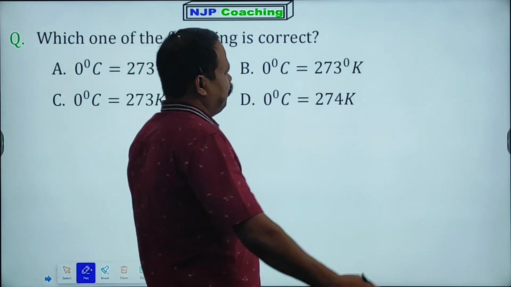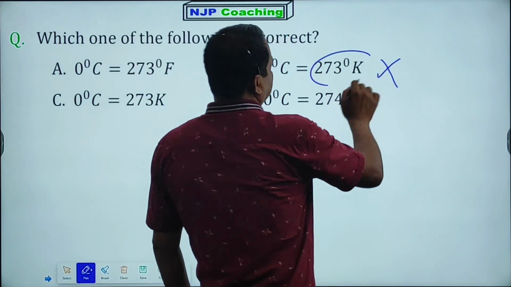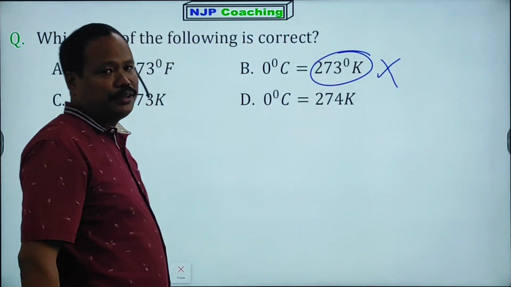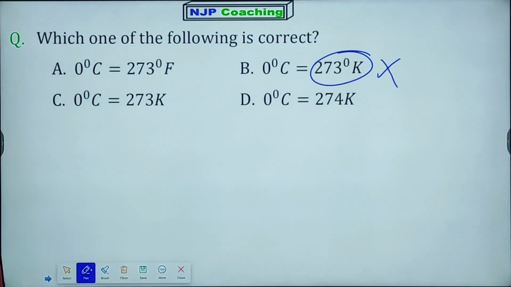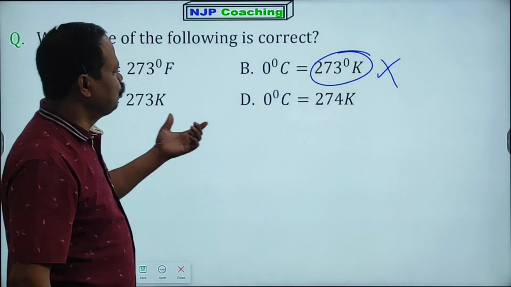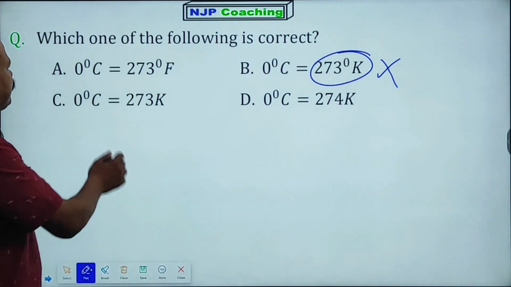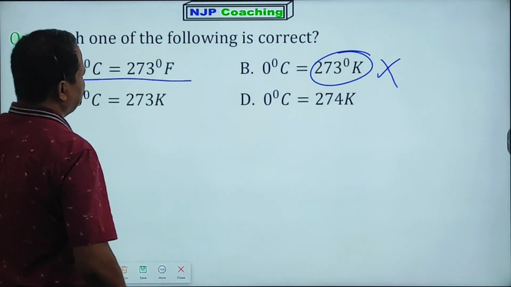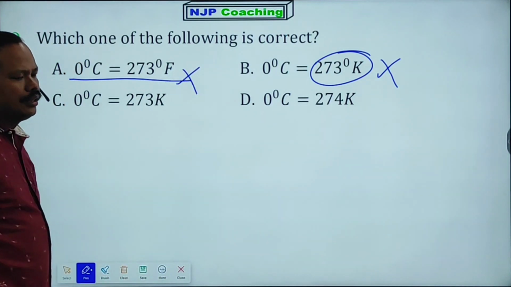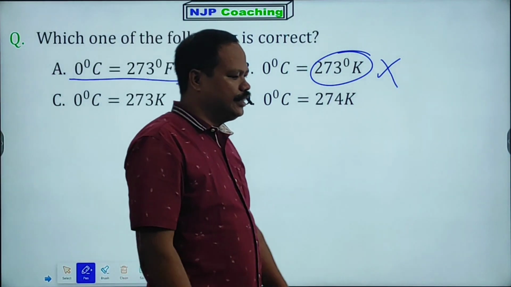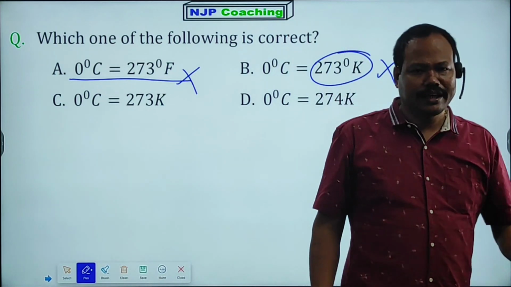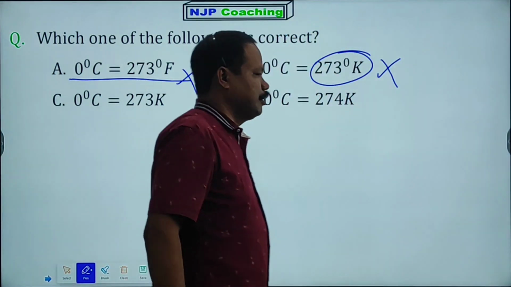See, Kelvin, we cannot write degree Kelvin. Degree Kelvin we cannot write. This option directly we can cancel. These two we can write. But what is the correct one? 0 degree centigrade, 273 degree Fahrenheit. No. We cannot say that one.